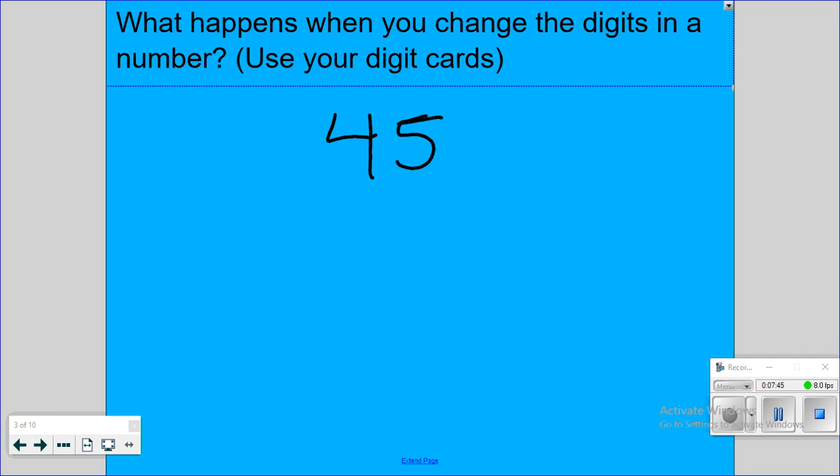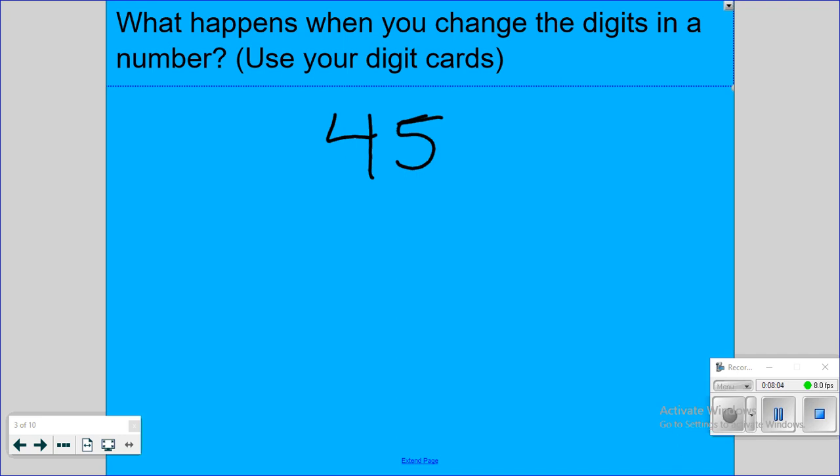So why is that number not 9? 4 and 5 switched together is 9. Why do I not just say that's 9? How do I know to read it as 45? Michael, what are you thinking? Because the 4 is the tens place.